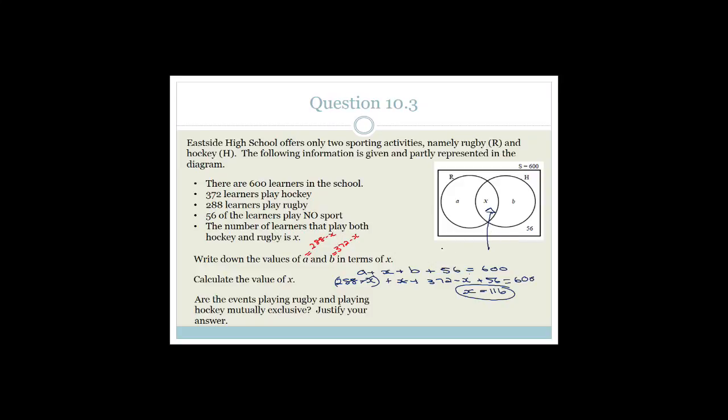And unfortunately, I have run out of time. So let me just answer this last part quickly. It says, are the events playing rugby and hockey mutually exclusive? Justify your answer. It's pretty obvious that it's not mutually exclusive, because X does not equal naught. If X equaled naught, then obviously they would be mutually exclusive. But the fact that there are people that can play both rugby and hockey means that it is not mutually exclusive.